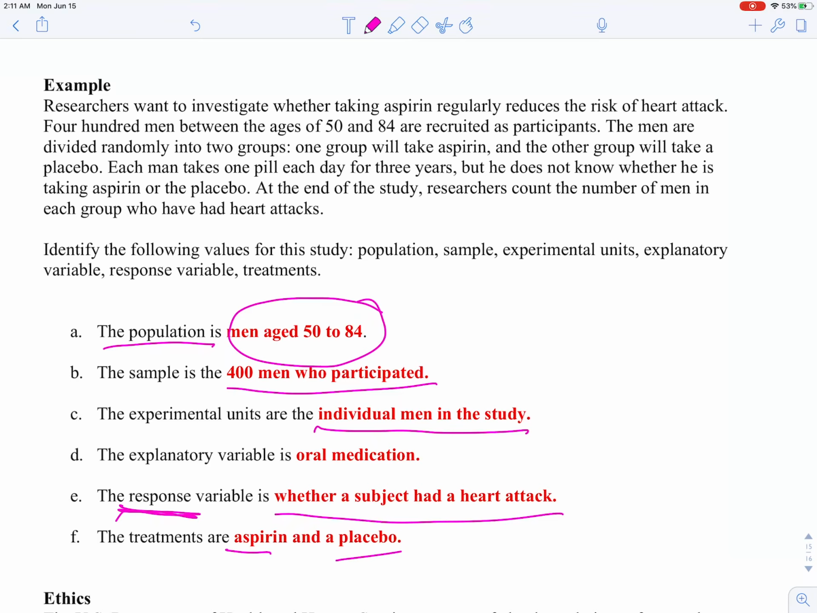All right, so again, typical test or quiz type question here. Make sure you understand this terminology, and can pick it out of the paragraph there.